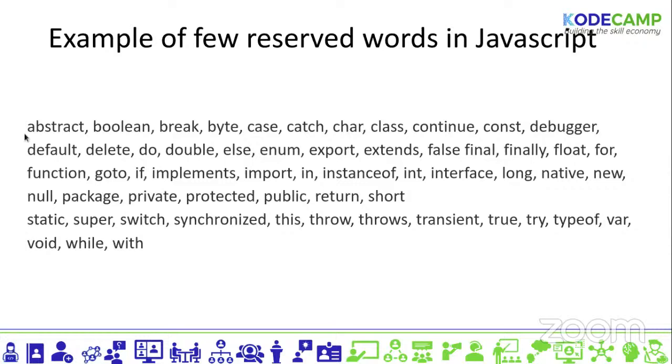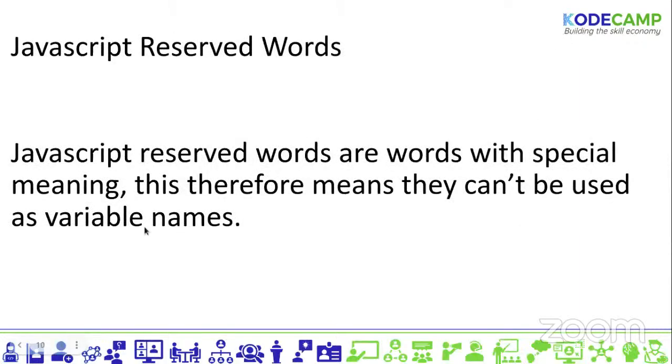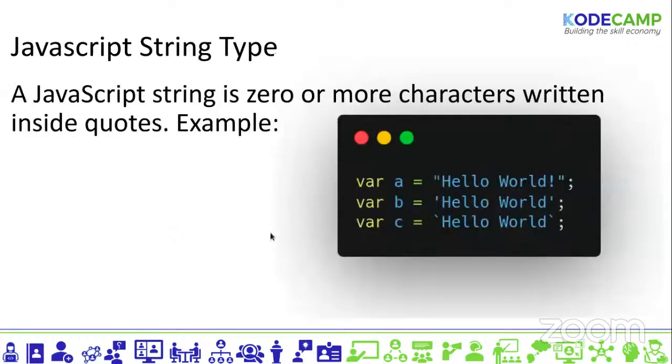Just know you can't use any of these names: delete, do, double, abstract, boolean. You can't use them as variable names. So let's continue. JavaScript reserved words are words with special meaning. Therefore, they can't be used as variable names. I've made that clear. So let's go into strings.